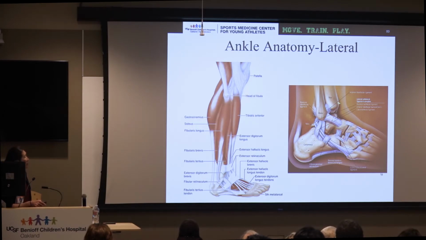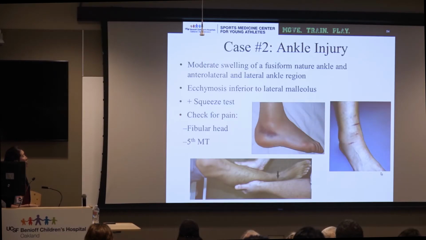Here, I don't want you to forget, is your syndesmosis ligaments. Okay, the ligament that attaches your tib fib and the ligament back here. Okay? So in this case, she had moderate swelling, fusiform in nature, of the ankle and the anterior lateral ankle. Some people say it swelled up like a golf ball, just here.